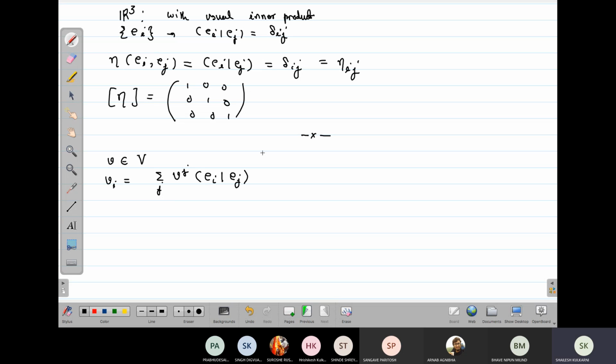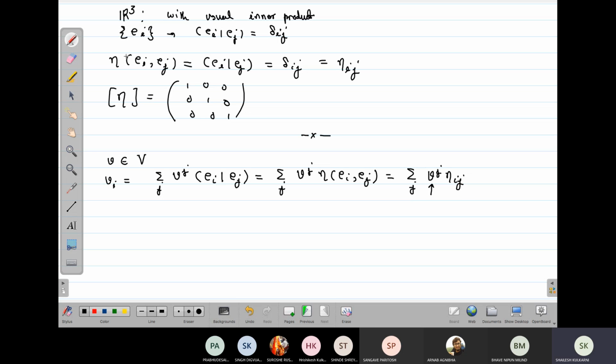But this is the same as summation over j, vj eta acting on ei ej. Fine, but this is equal to summation over j vj eta ij. Eta acting on ei ej is just eta ij. So given the components of the vector, these quantities are given, and by doing this computation, you know the ith component of the dual vector.